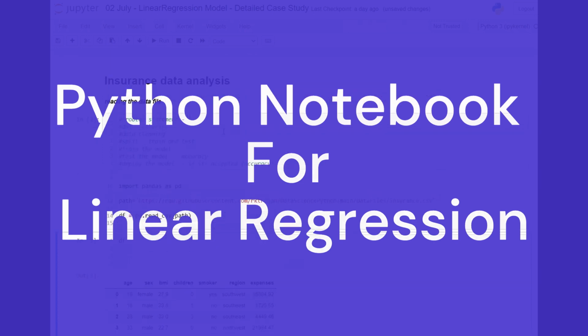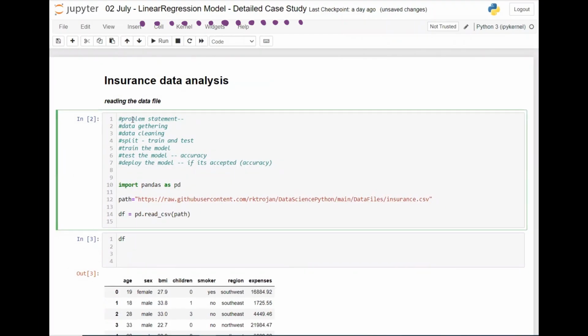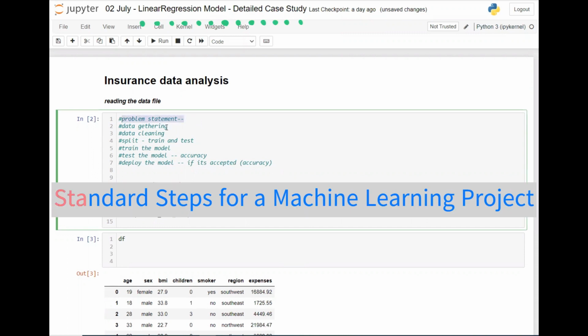So I am coming back to this. Just a quick recap: whenever we are working on machine learning, the very first thing is defining the problem statement. Second is doing the data gathering. Third is data cleaning, or I would rather say data pre-processing. Cleaning is just a very small part of data pre-processing. We will talk about that.